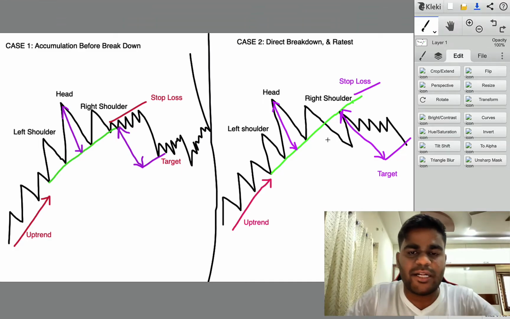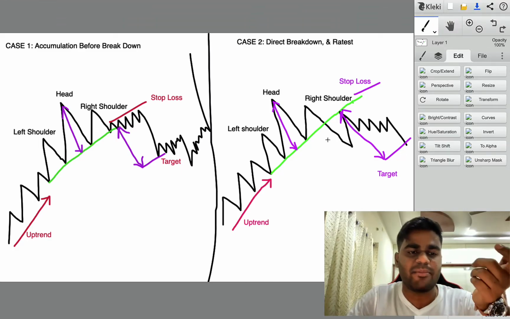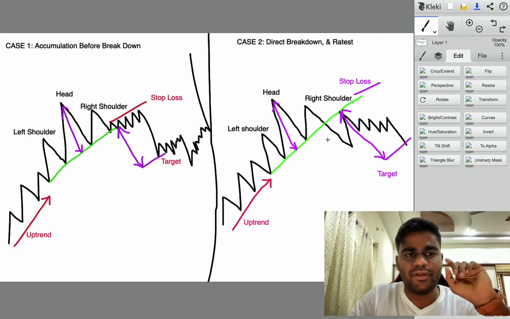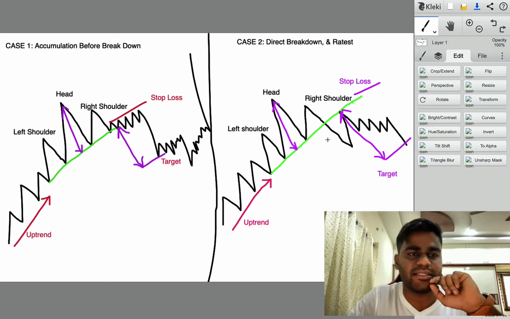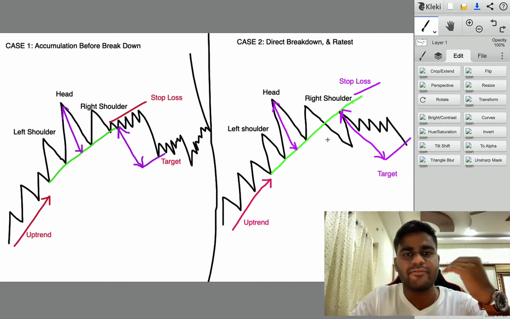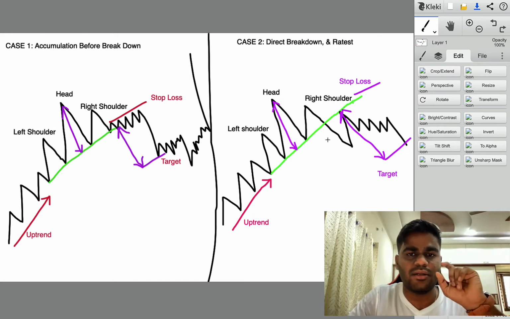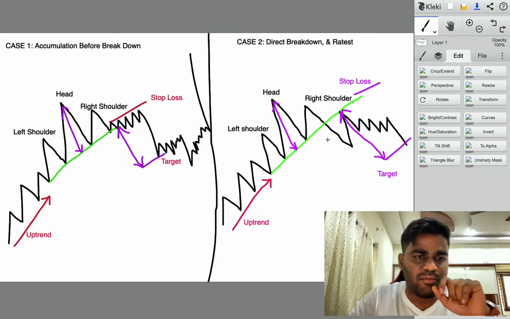So the head and shoulder pattern is basically a trend reversal pattern. In the earlier video we discussed the inside candle, which usually happens on an intraday basis, but the head and shoulder pattern usually forms on a positional basis. Over a period of time you will see a head and shoulder, so it's a positional pattern. Before going ahead, let me give you an analogy for this pattern.